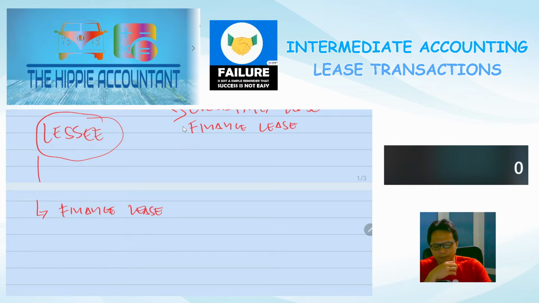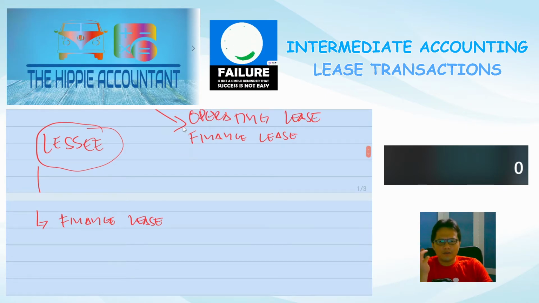How do we account for that? But first, we have to know this. This is very important. In general, if we are the lessee, tayo na nagre-renta, lahat ng klase ng lease that we are to engage in should be accounted for as a finance lease. Ang pagkakaintindi natin diyan is that pag may lease transaction talaga, tapos tayo ang lessee, always account it as a finance lease.